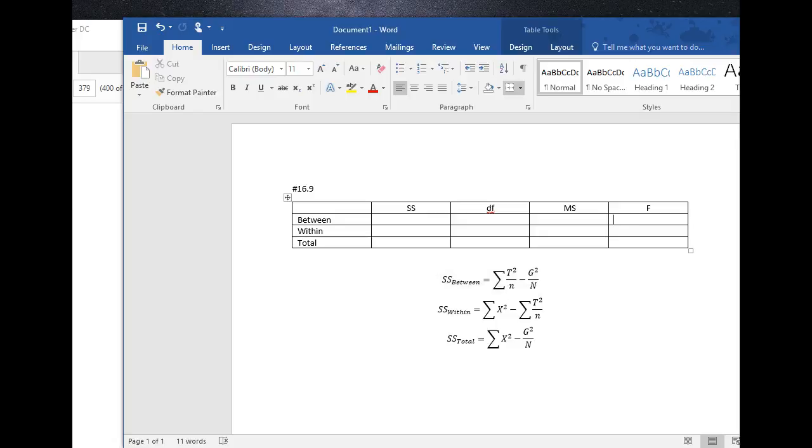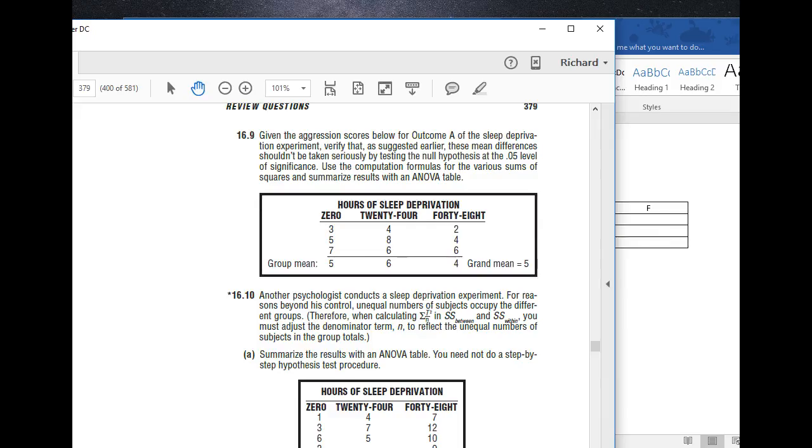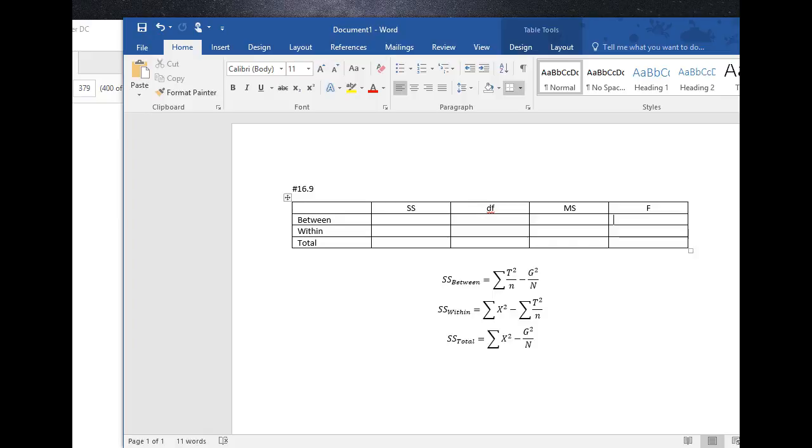Now I need to take the grand total, square it, and divide by the big N, which is the total number of data items in my set. The grand mean is 5, and there were 9 data items in here. 5 times 9 means that if I added up all 9 of these numbers, it would add up to 45. So I'm going to take this 231 that I got and subtract 45 squared divided by the total number of data items, which is 9. And I get the sum of squares between of 6.